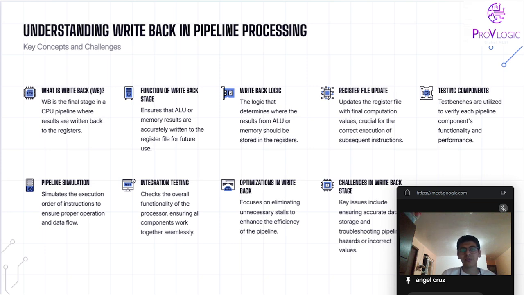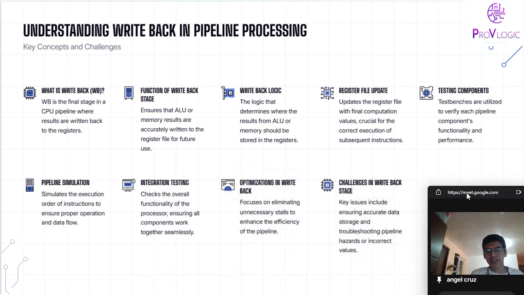Test benches are utilized to verify each pipeline component's functionality and performance. Okay. The pipeline simulation simulates the execution order of the instructions to ensure proper operation. I'm going to skip this.